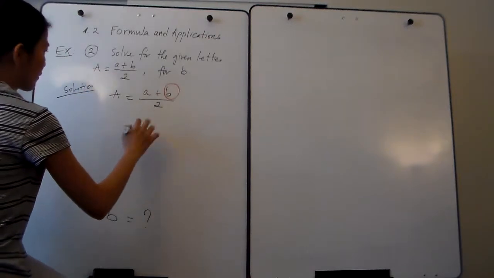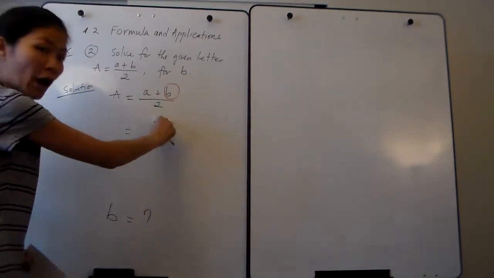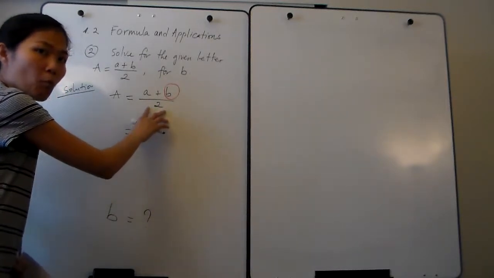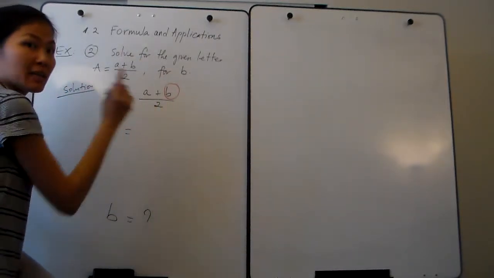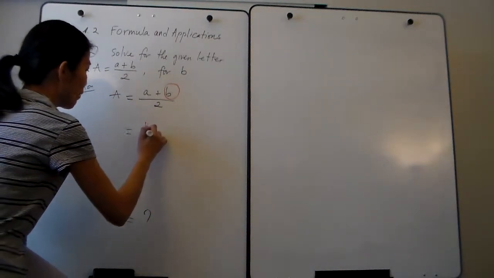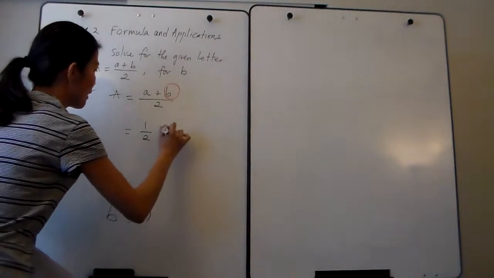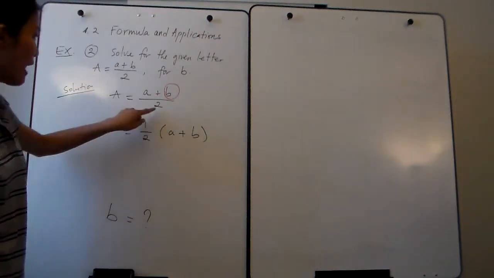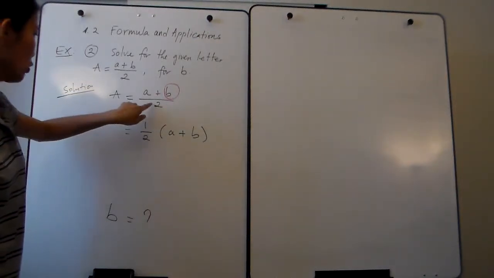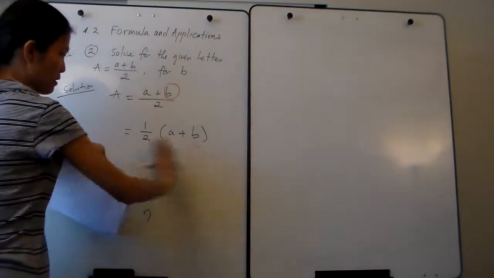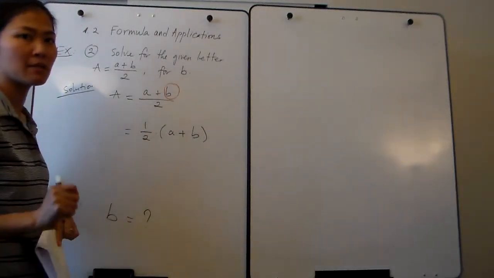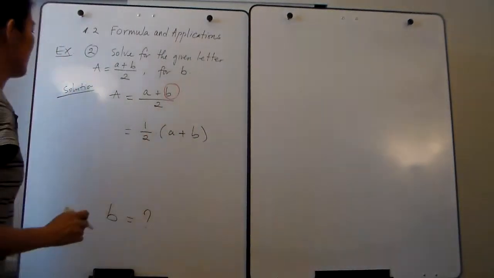Know that this right-hand side, we can rewrite it by factoring out this coefficient, something divided by 2. It has to be 1/2. You can factor out 1/2 times a plus b. So you can factor this coefficient separate from the variable in front of it. 1/2 times a plus b.